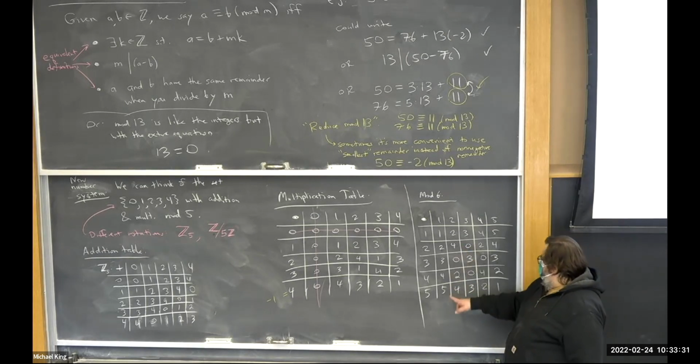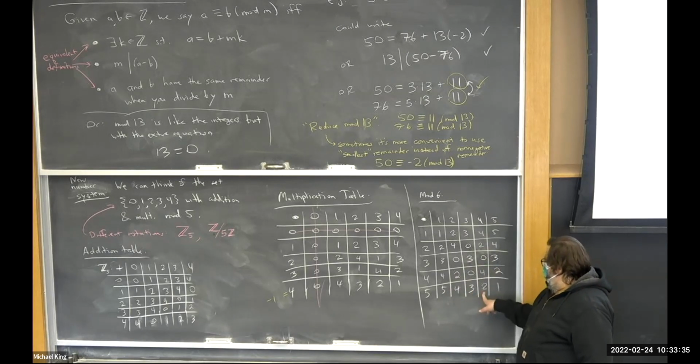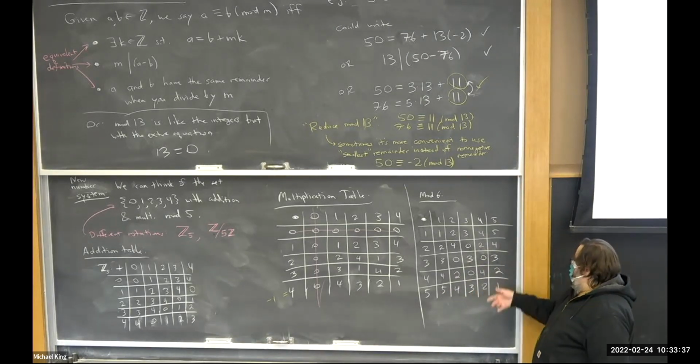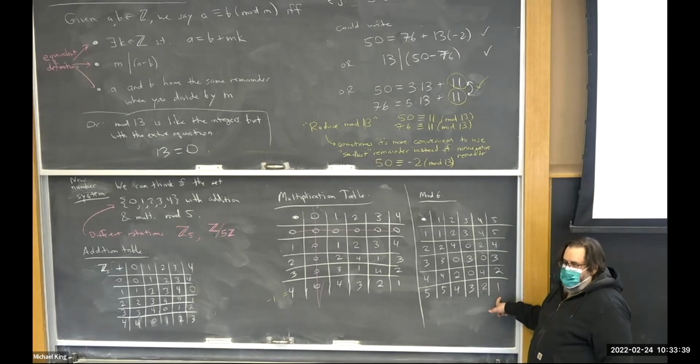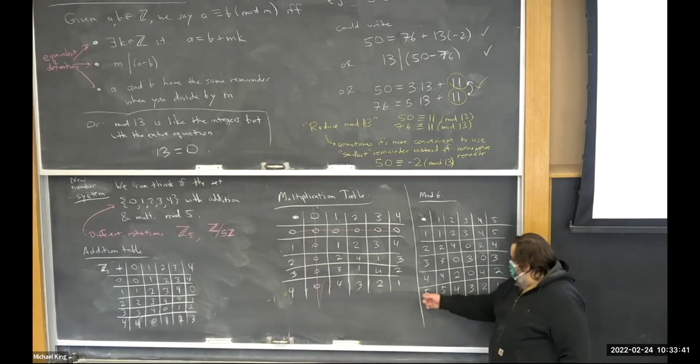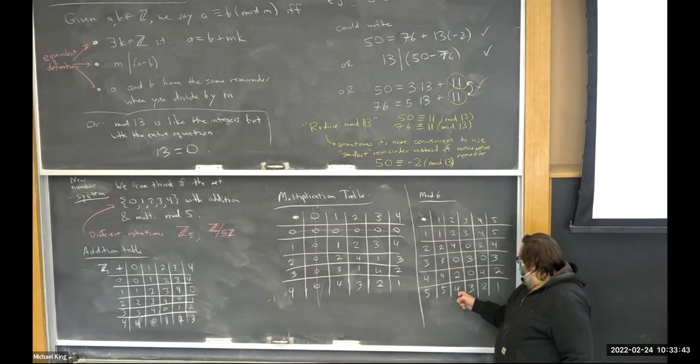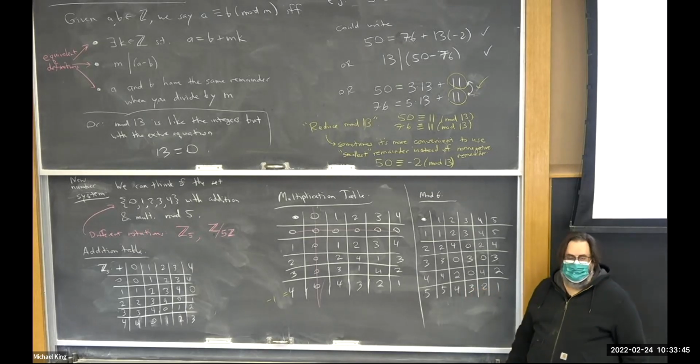5 times 2 is 10, which is 4. 5 times 3 is 15, which is 3. 5 times 4 is 20, which is 2 more than 18. 5 times 5 is 25, which is 1 more than 24. You could also think of this as -1, so it's like -1, -2, -3, -4, -5.